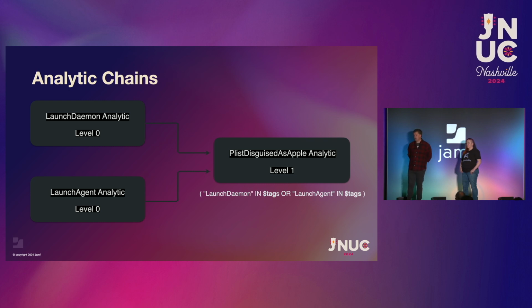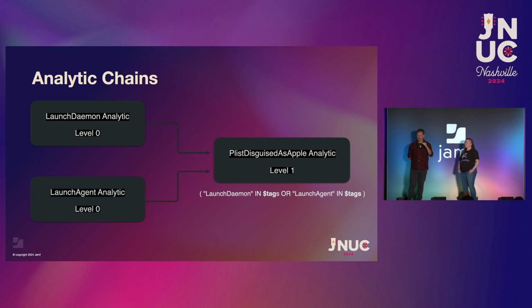Now, on top of that, we have a level 1, and the example I've picked is this plist disguised as Apple. Some malicious players will create launch daemons, and they will disguise that launch daemon or agent as an Apple one. They might use an Apple naming convention like com.apple for the file name. So visually, it looks like it's a legitimate Apple one. The advantage of this sequence is we can have all the heavy-lifting logic we need for all the directories and file paths in the level 0s. And the level 1 just needs to further qualify how to look for the Apple disguised ones.